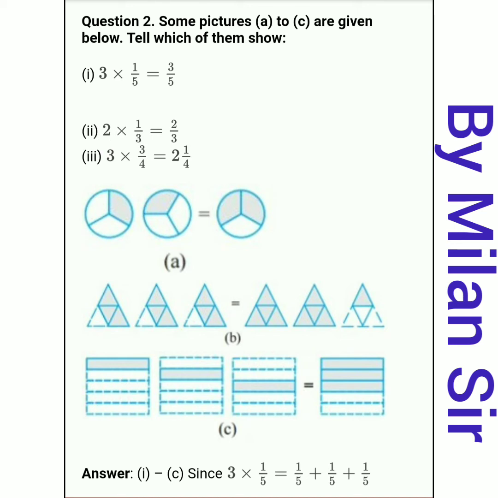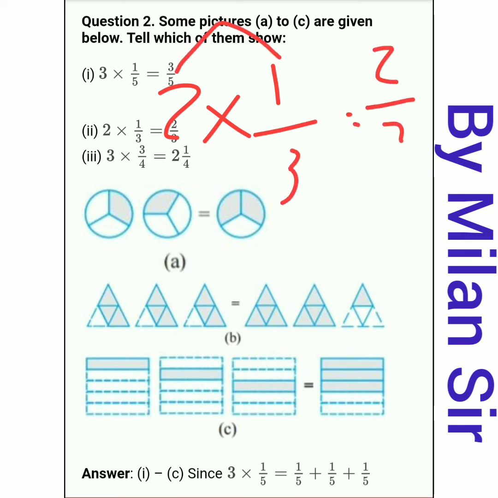So the total number of figures is 2. In each figure 3 parts are present, and out of that 1 part is shaded. Okay, so option A, right? And on the right hand side the multiplication process is there. So here 2 into 1 by 3. Now numerator with numerator, 2 ones are 2, and divide by 3 as it is. Otherwise we can say that nothing is present in the denominator of 2, so we can write 1.